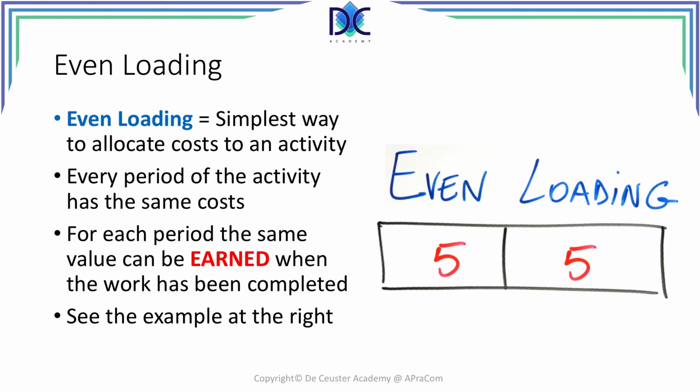Let's first look at even loading. Even loading is the simplest way to allocate cost over an activity. Here we have an activity which is 2 periods long, and each period has the same cost. In this case, 10,000 cost estimate.